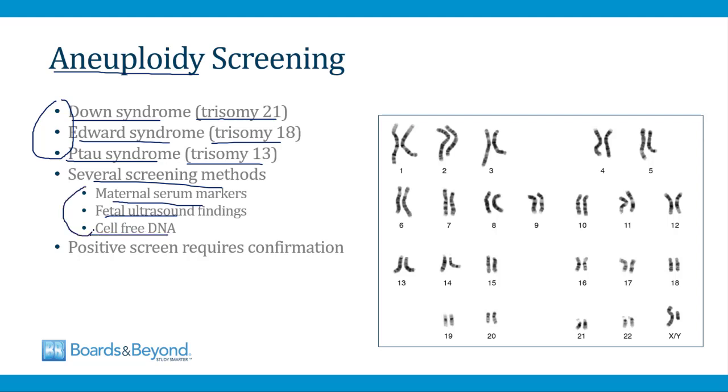All of these can be used to suggest possible aneuploidy, but they're just screening tests. And if a mother has a positive screen, that has to be confirmed by obtaining a sample of the chromosomes of the baby to know for sure that the baby has trisomy.